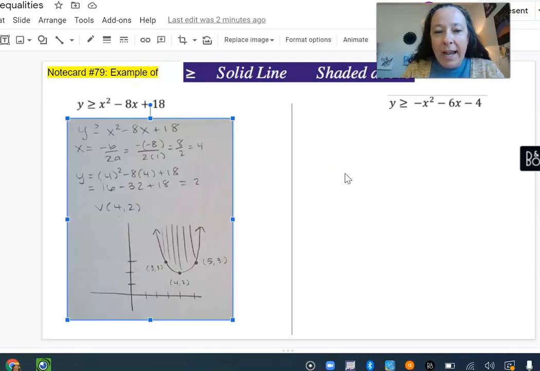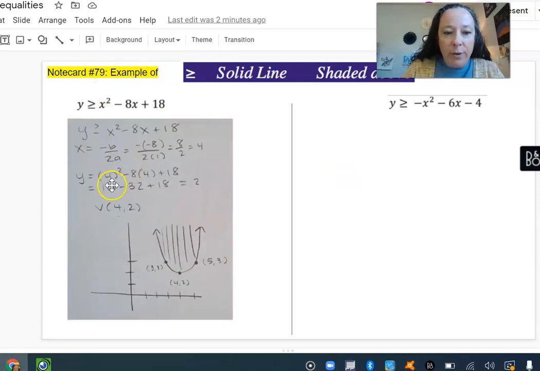Okay, so I went ahead and worked out the first one. Negative b over 2a, I got the x value is 4, and then you plug it back in and get the y value of 2. So I knew the vertex was (4, 2). I knew that a was positive 1, so it was opening up. So then I went up 1 to the right 1, up 1 to the left 1, and I got (3, 3) and (5, 3) as my corresponding points. It's a solid line, and it's shaded above.